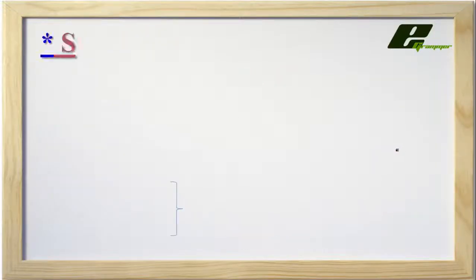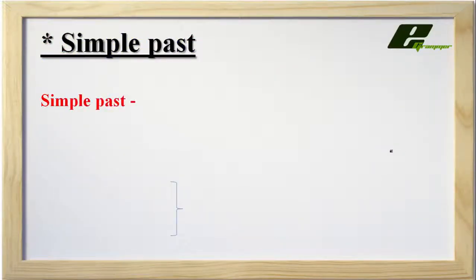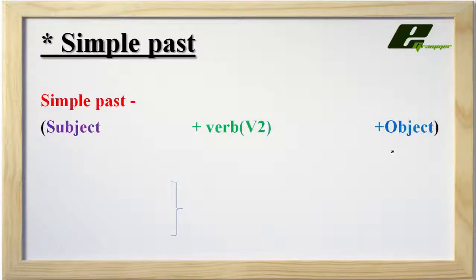Now, let us jump to our formula for simple past tense. Subject plus verb two plus object. Now, what does verb mean? An action word. Any type of action word comes in a verb. Actually it is divided into three parts: base form, then past form, and then past participle form. So this V2 means the past form of the verb.